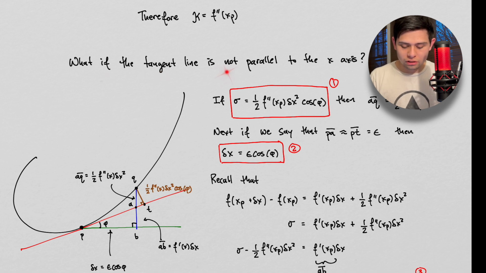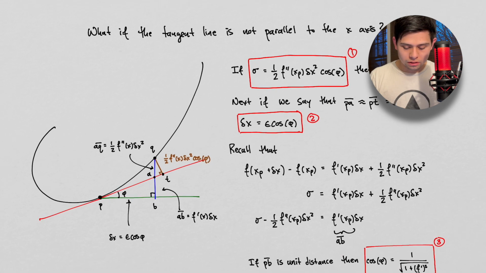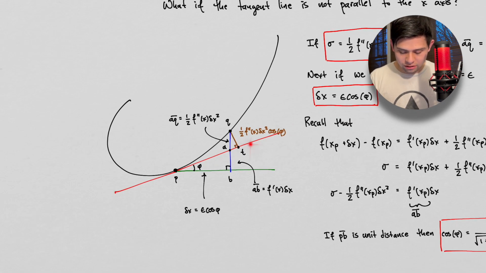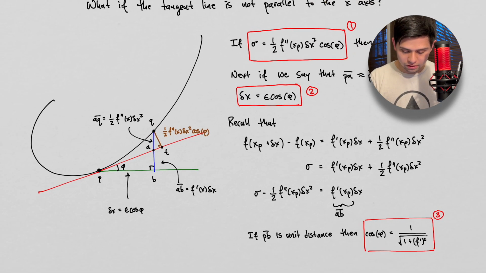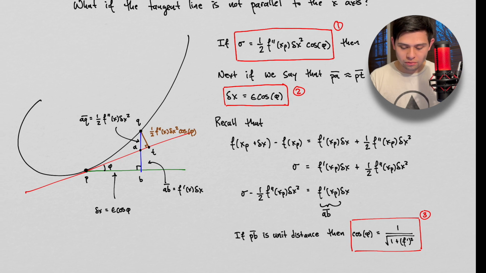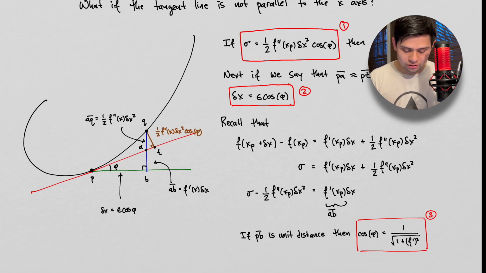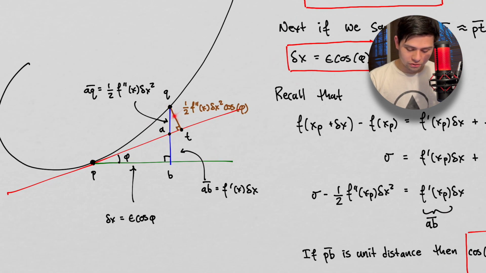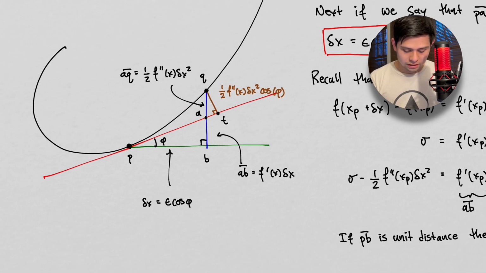So what if the tangent line is not parallel to the x-axis? Well, here's that tangent line again. We're going to deconstruct this picture here as we go through this derivation. But what we want to start off with is this brown guy right here. So that's this line right here. So we can think of this as, here's our tangent line, here's the x-axis now. Right, so the x-axis is this green line.